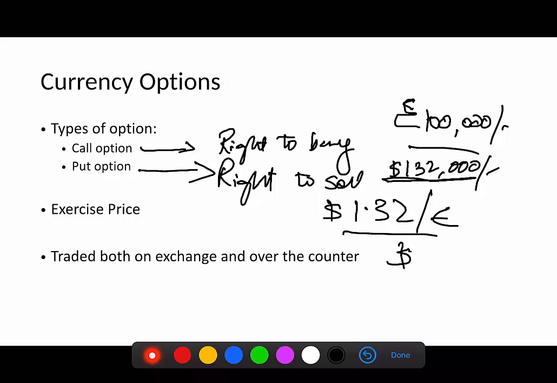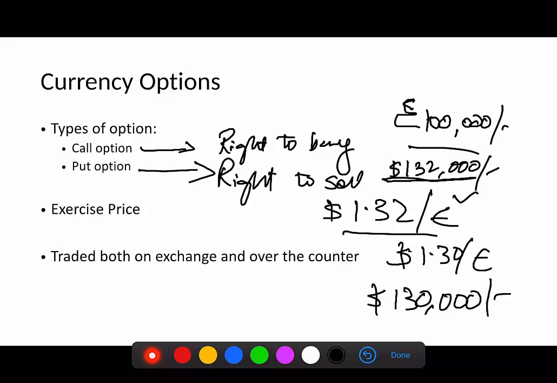For example, if the open market rate is 1.30 per euro, then why exercise and pay 1.32 for each euro? You would be buying 100,000 euros by paying $130,000 in the market, and this is how you benefit, because it's a right to buy. You have the right whether to exercise the option or not. In this case, definitely you will not exercise the call option and you go with the market.